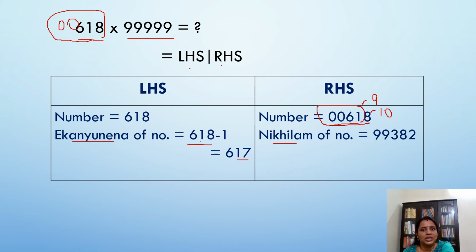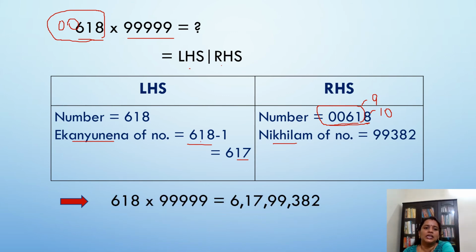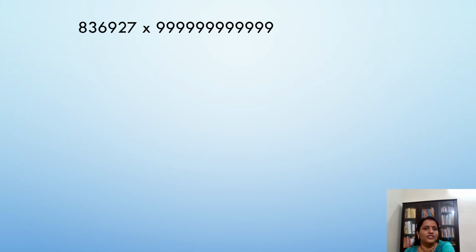9 minus 0 is 9. 9 minus 6 is 3. 9 minus 1 is 8. And 10 minus 8 is 2. Okay, so my answer is 618 into 99,999 is equal to 17,99,382.